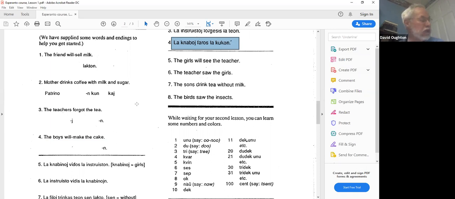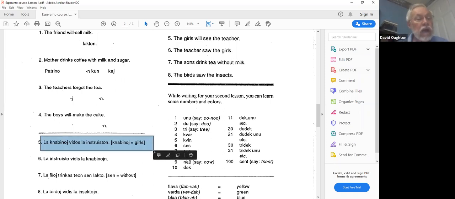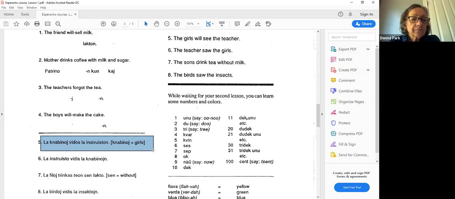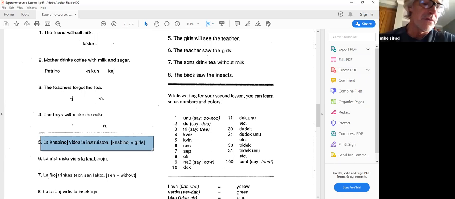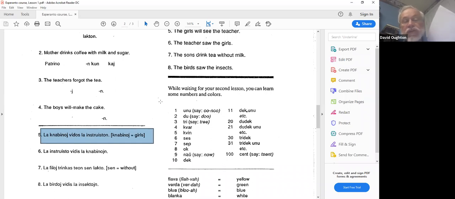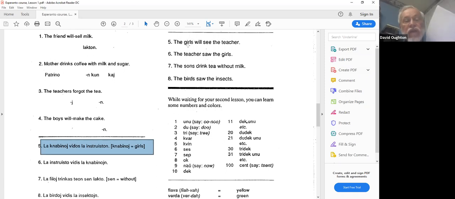Okay, then let's go to number five on the left. How would you translate the Esperanto sentence now going into English? La knabinoj vidos la instruiston. There we know that in is feminine and oj is plural. The girls. And vidos is future, we'll see. And the instruiston. So we need an n on the end of instruiston to show that's the object that the girls are seeing.